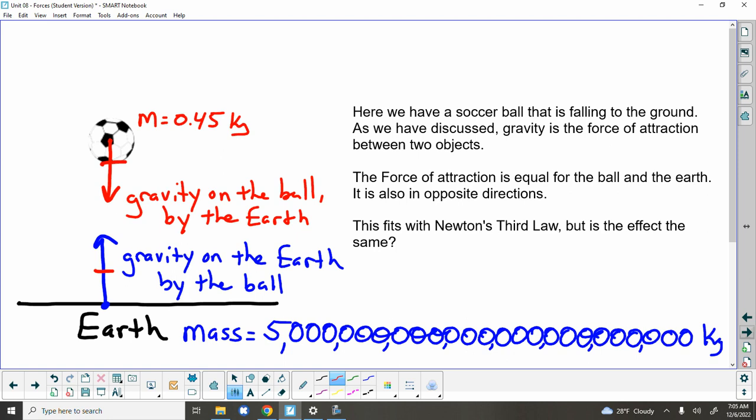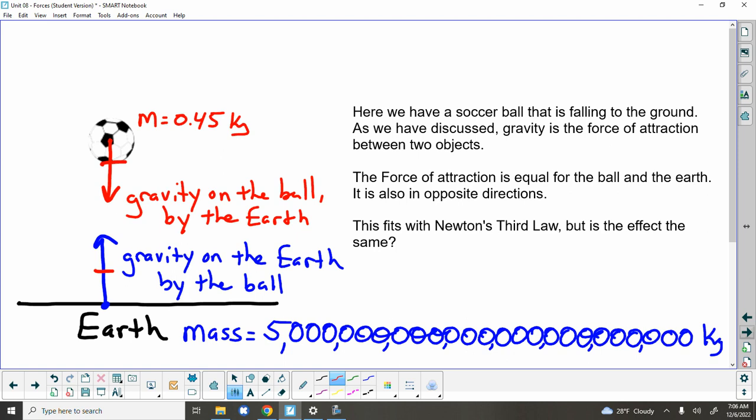But even though they have the same amount of force, do we get the same effect on those objects? And the answer is no. When you release the soccer ball, we don't feel the earth go flying up to hit the soccer ball. We see the soccer ball go down towards the earth. Well, the mass of a soccer ball is about half a kilogram. It's about 1 pound. The mass of the earth is written here on the bottom, and that's a very, very big number. It equates to an earth mass of 5 billion trillions of kilograms.